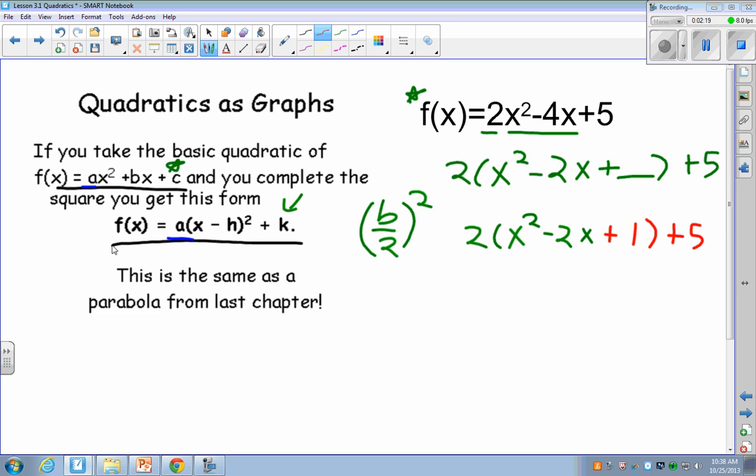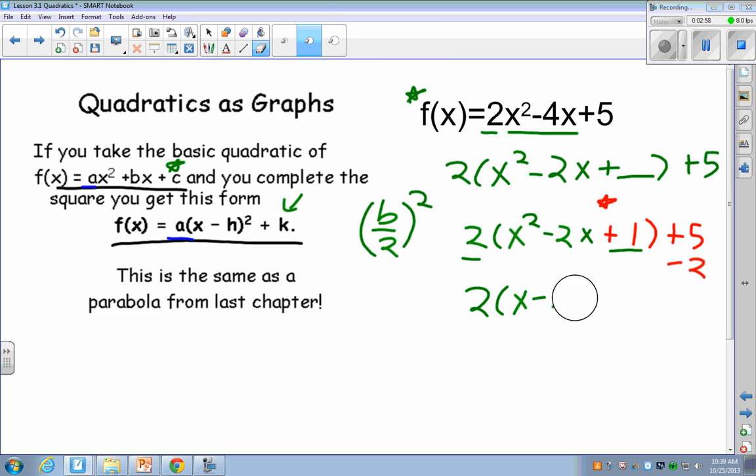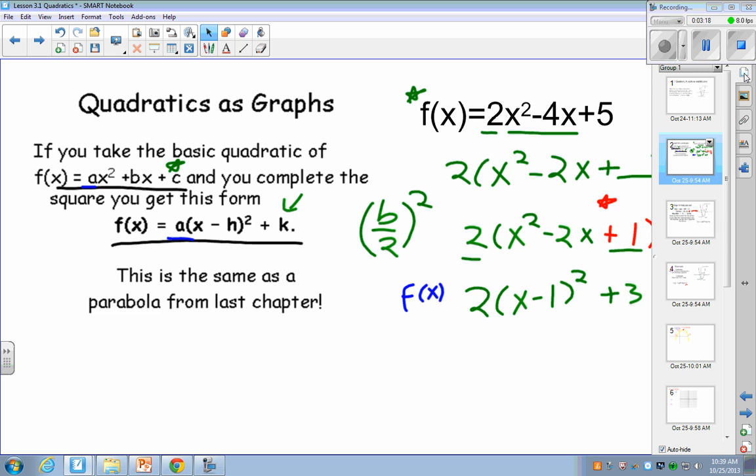Okay, but we just added this 1 out of thin air. So we need to correct our function in order to keep it accurate, to keep it consistent. Here we added 1, but it's multiplied by 2, so we actually need to subtract 2 from the total function in order to keep it consistent. So we'll subtract 2 from the 5. So we'll get 2, and now we can actually factor this, right? Because we've completed the square. So 2 times x minus 1, squared, plus 3. And now we have transformed it into a function that we can easily graph. We've got our a, our h, and our k. Okay, so that's one option to graph parabolas.